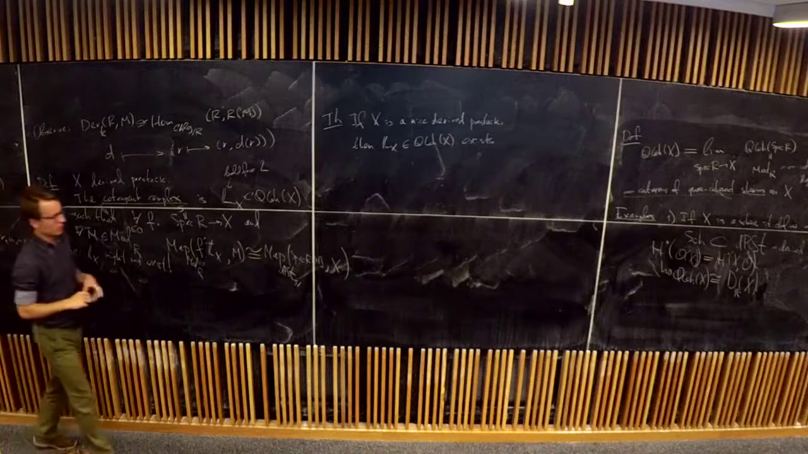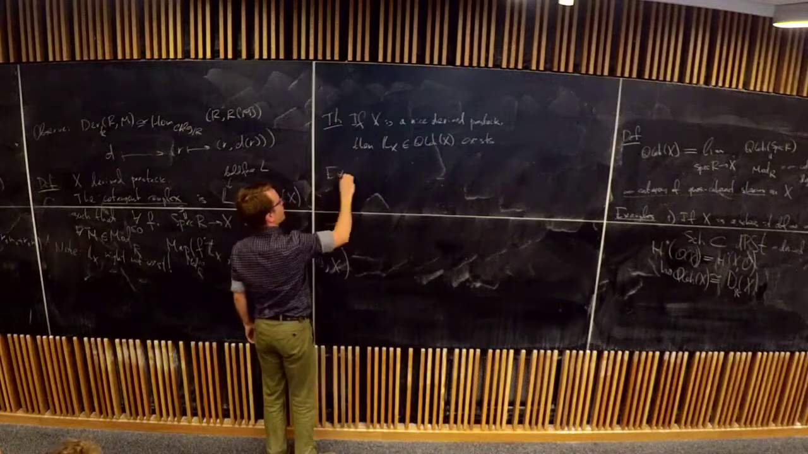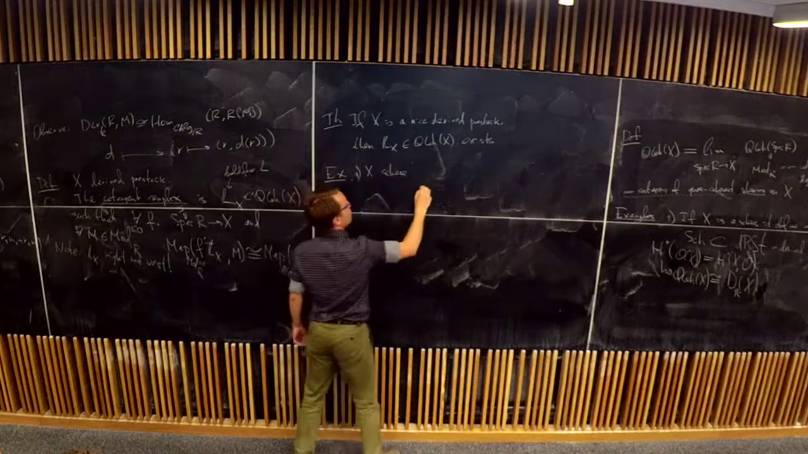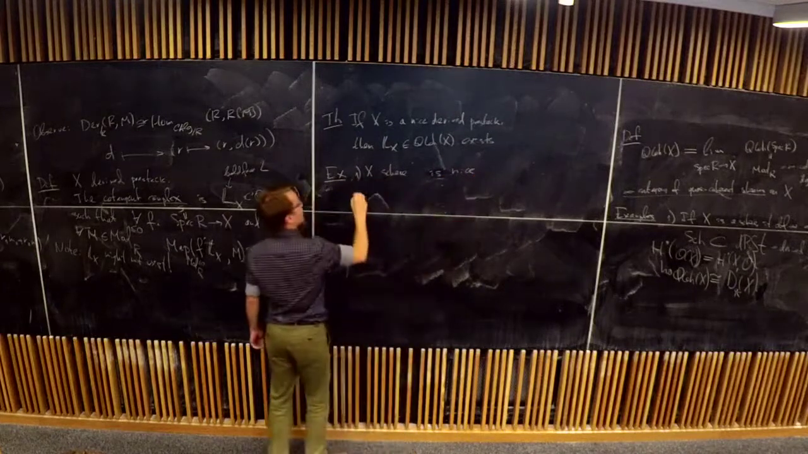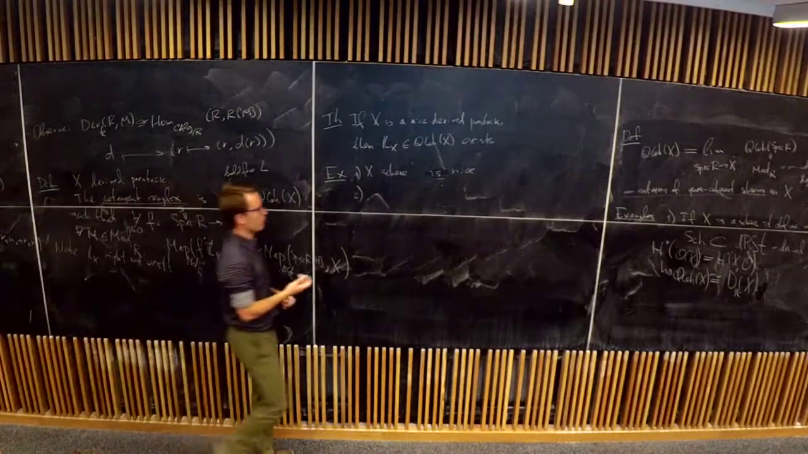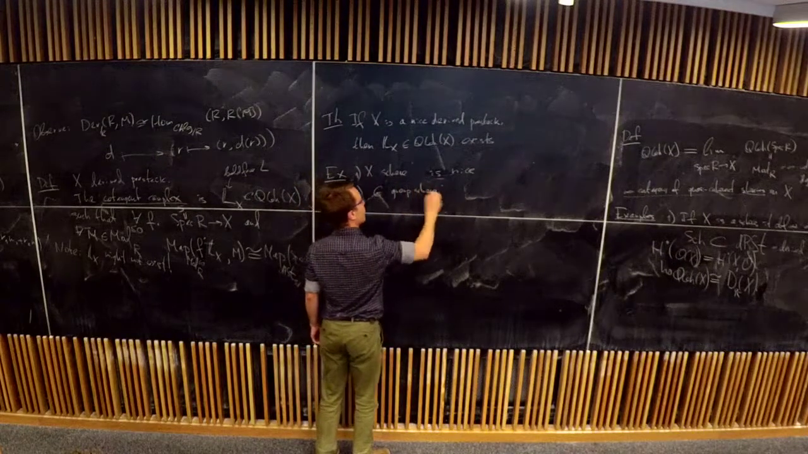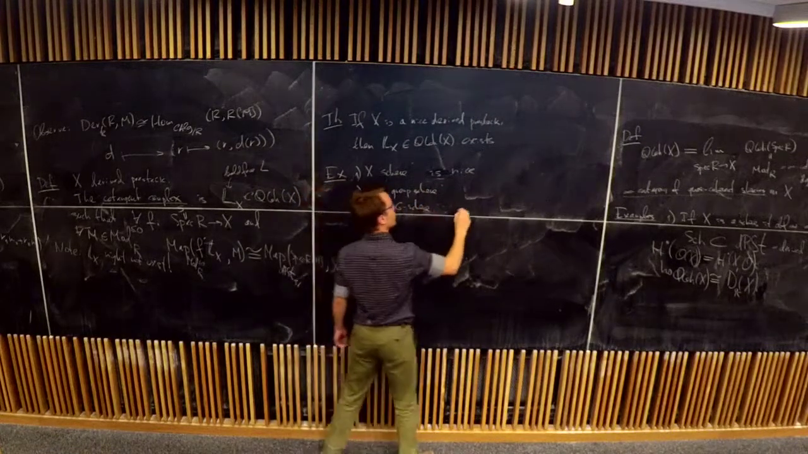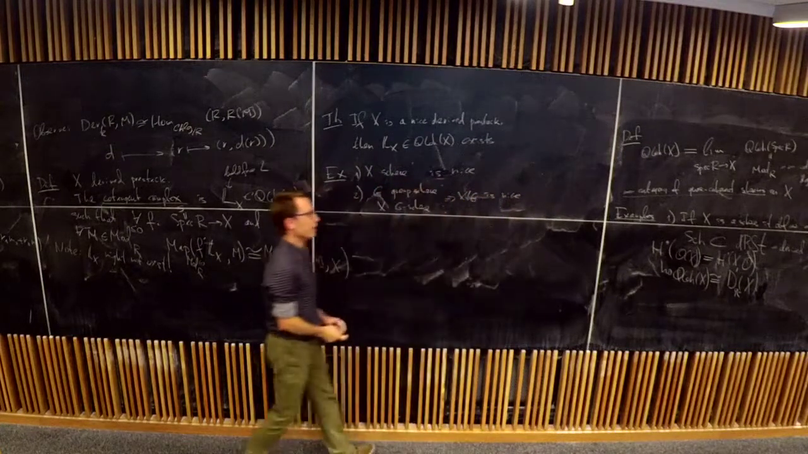And instead of giving you precise definitions of what nice means, let me give examples. So the first example is X is a scheme. A scheme is nice. And the second example is you have a scheme with a G action, so you can take the quotient. So G is some group scheme, and X is a G-scheme. And then X mod G is nice.